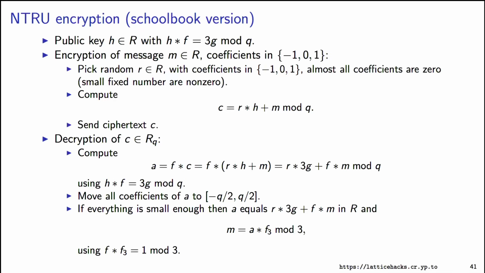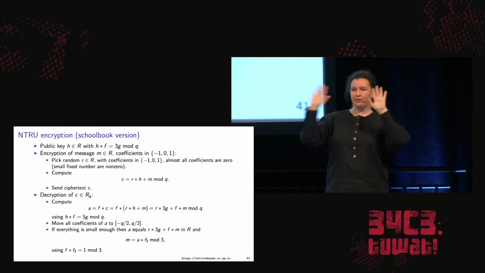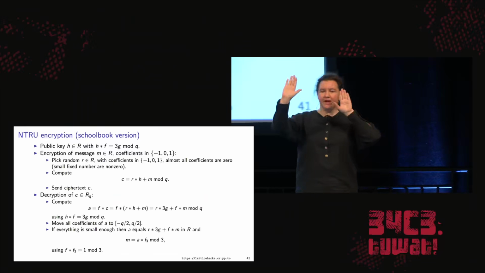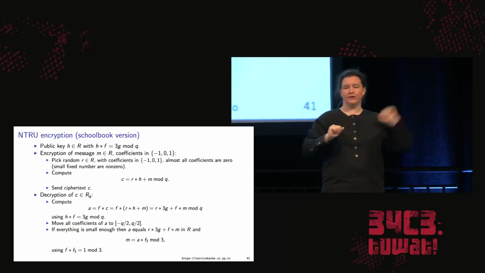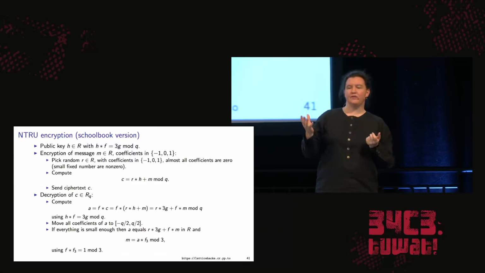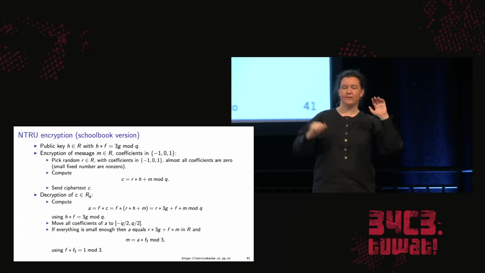Okay, we now put in everything, so we are brave, we plug in C, the ciphertext, that was R times H plus M. And then we move things around. I should have said these multiplications are fully distributive, so that you can move things around. It's distributive, it's commutative, everything you want. So we can move this F next to the H, and F times H gives you 3G. So then the first term simplifies to R times 3G.